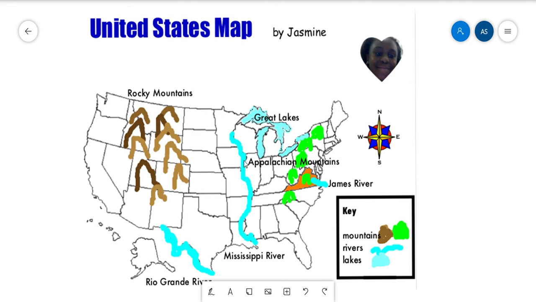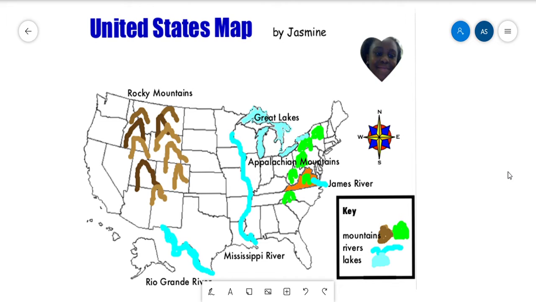She's also labeled the Mississippi River and the Rio Grande, and then she labeled the Rocky Mountains, which are further out west. She made our mountains with little green humps, and the Rocky Mountains, a really big mountain range, she made with really big brown arrows. So that's what we would use a key for if we were creating a map.